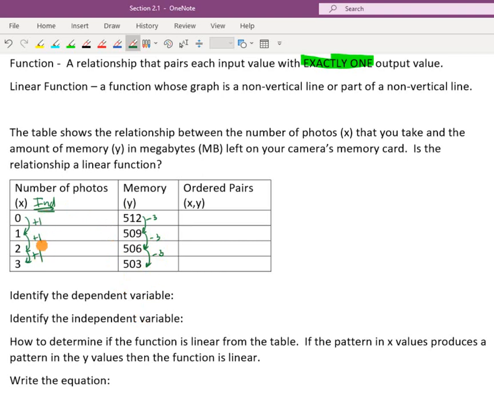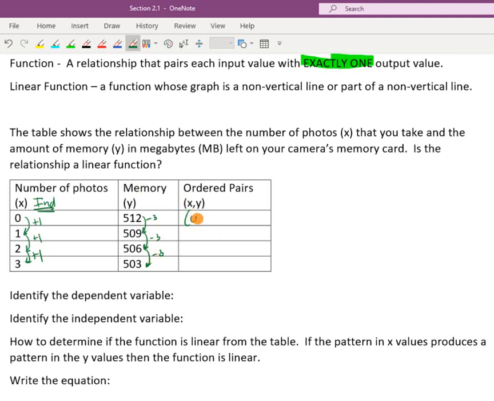If I can see that these follow a pattern, it could be plus 1, plus 1, plus 1, could be plus 2, plus 2, plus 2, could be minus 1, minus 1, minus 1, minus 2, minus 2, minus 2, whatever that pattern is. If that pattern is consistent and the differences are constant, then it will be linear. What I mean by constant is that it's the same throughout as I look at two back-to-back pieces of data. If it went negative 3 and then negative 6 and then negative 12, it would not be linear. But because this is negative 3, negative 3, negative 3, this is linear.